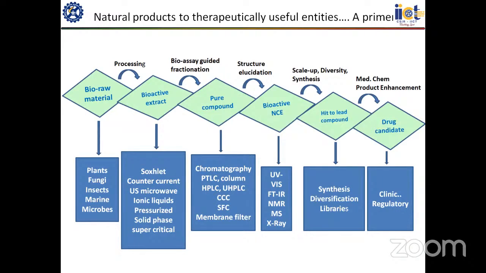So once you get the pure compound, the majority of the times these active compounds are scarcely available in the plants. So a scale-up and diversity-oriented synthesis will be developed. After getting the synthesis and diversification libraries, all these libraries will undergo different clinical studies, phase studies, to get it as a drug candidate. So from the first step to the last step, it will take almost 10 to 15 years if everything goes well, and it is also a very costly affair in the drug discovery process from natural sources.